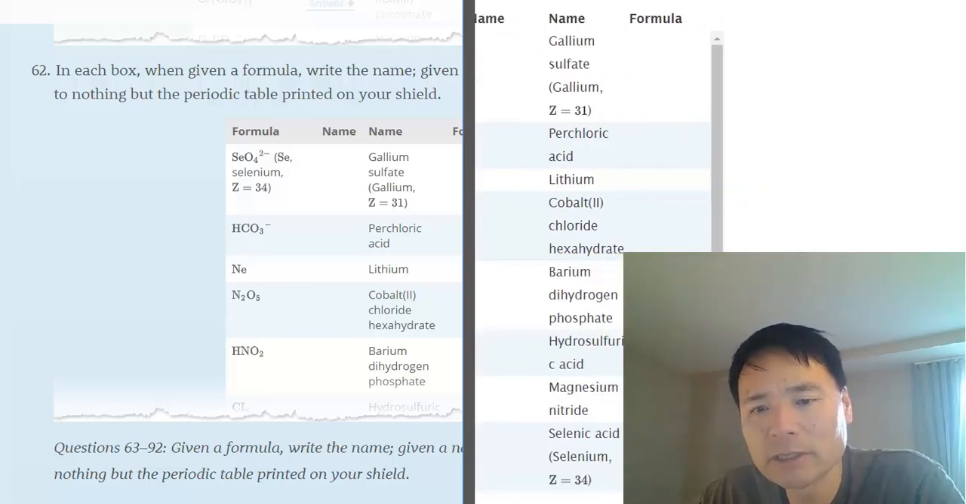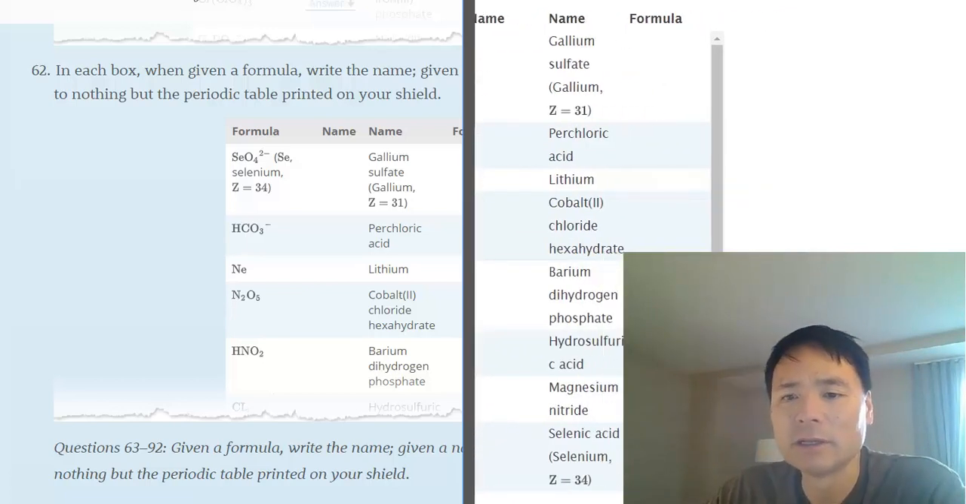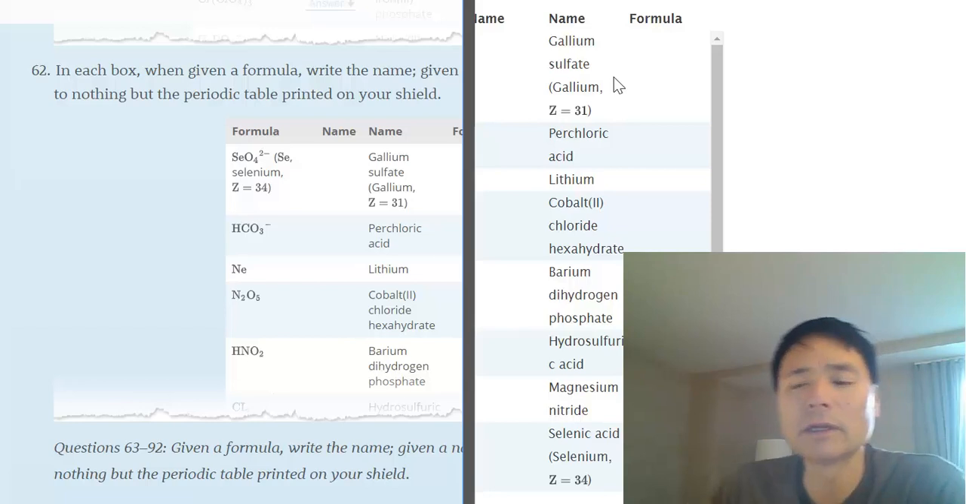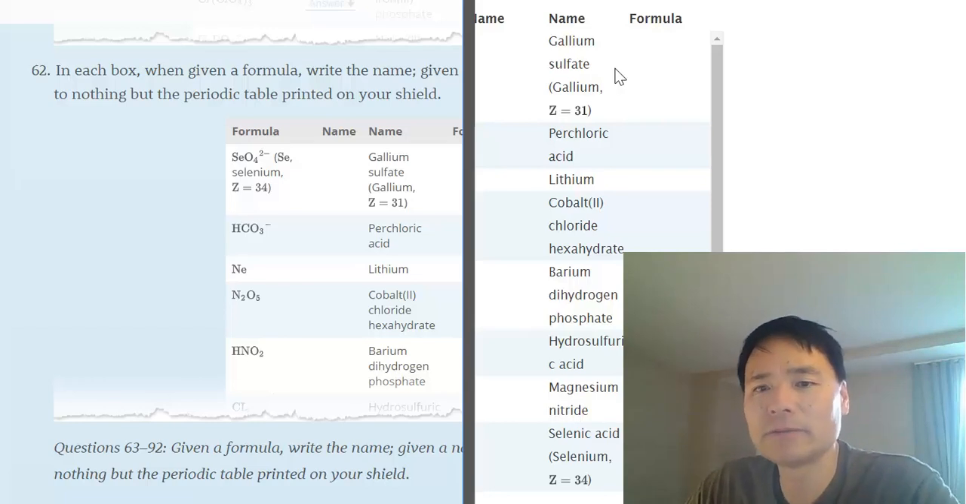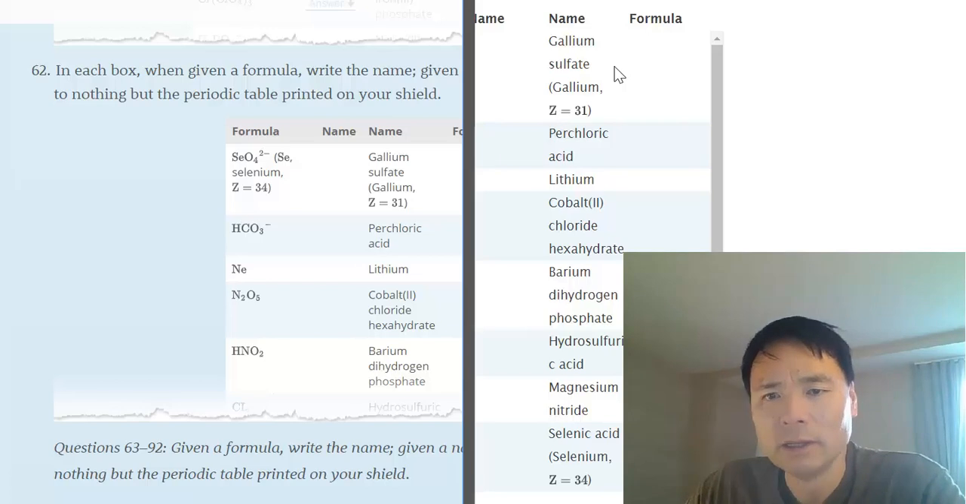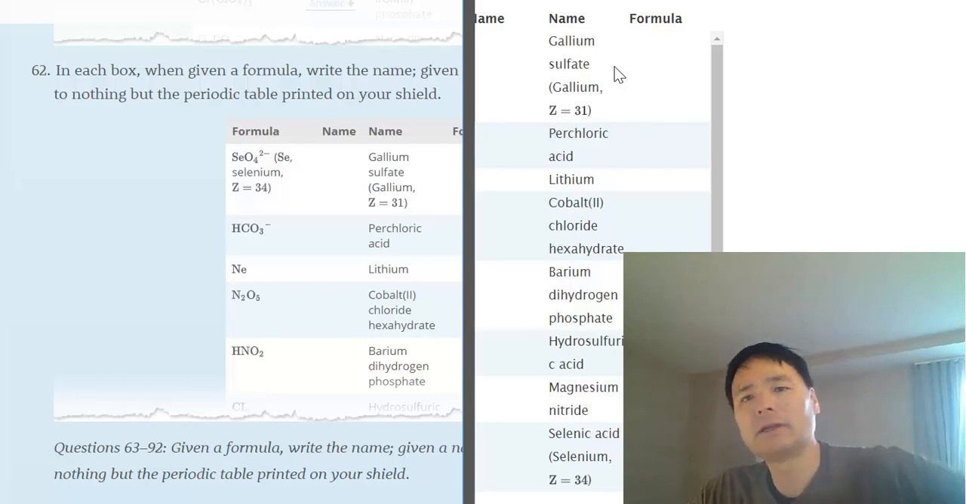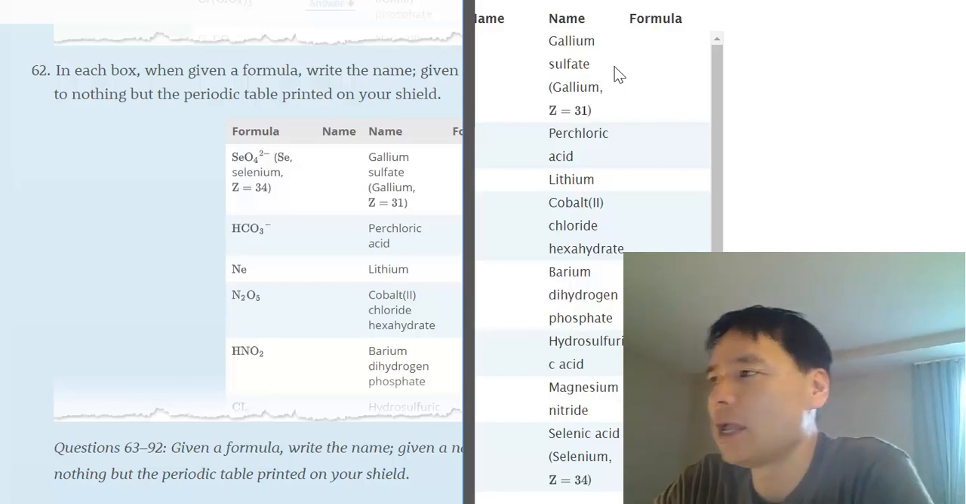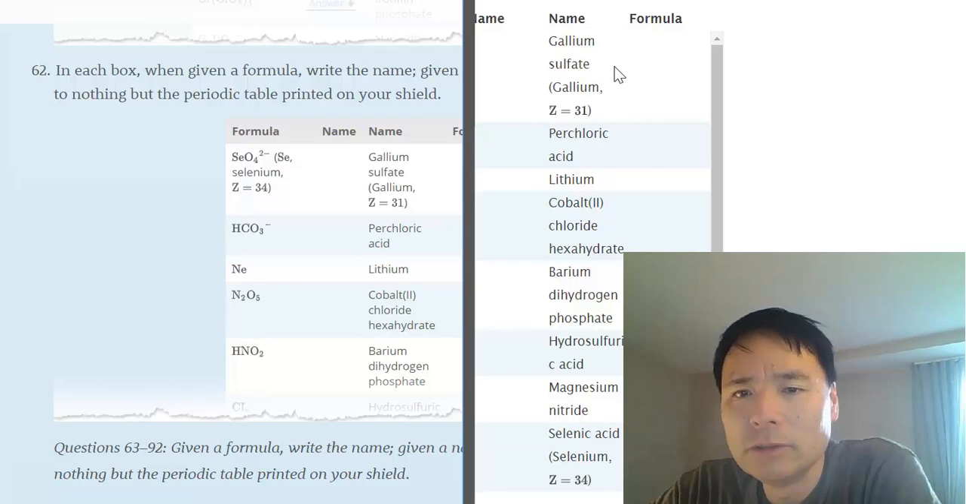Okay, gallium. If we look on the periodic table, where's gallium? Gallium is below aluminum, so it should be a 3+. Sulfate's a 2-, so gallium would be Ga2(SO4)3, with parentheses around the SO4.